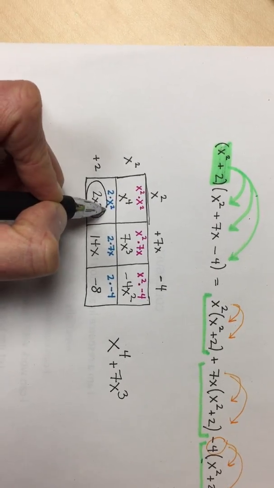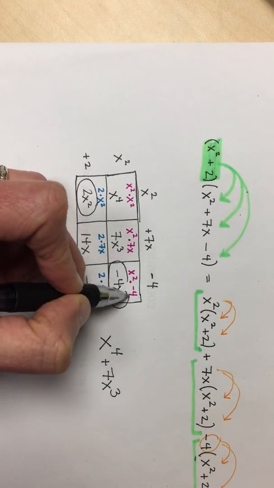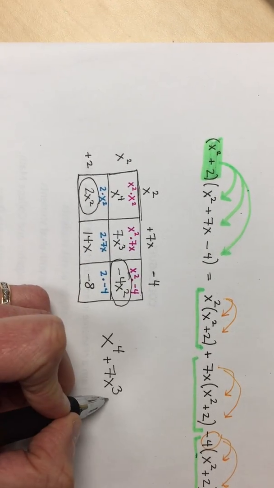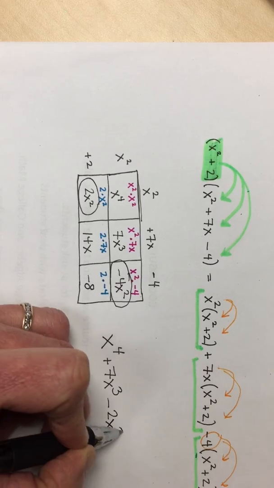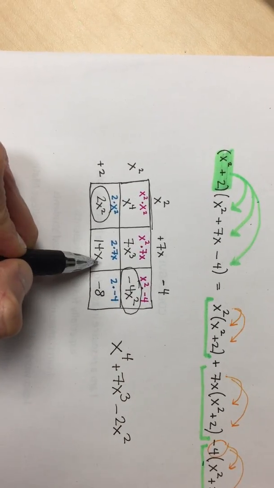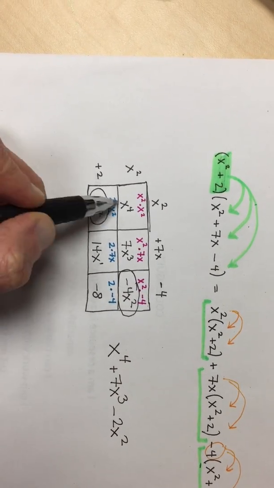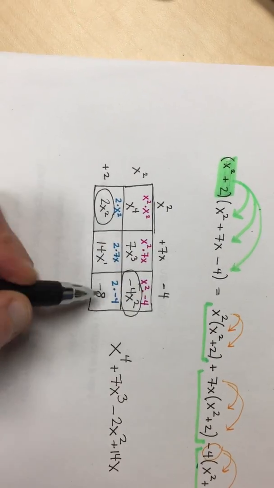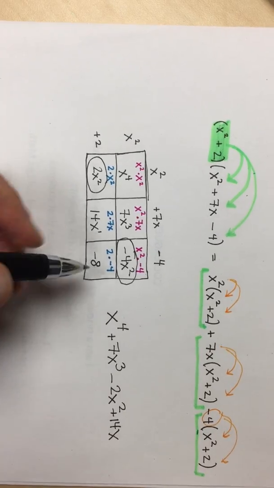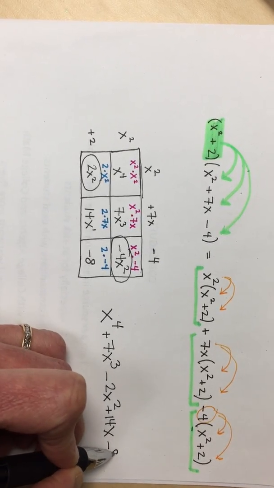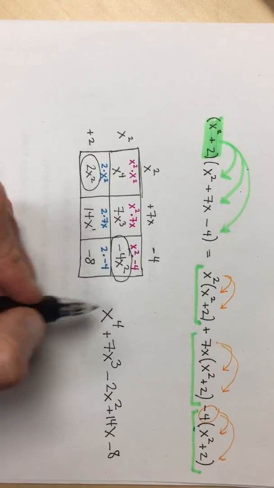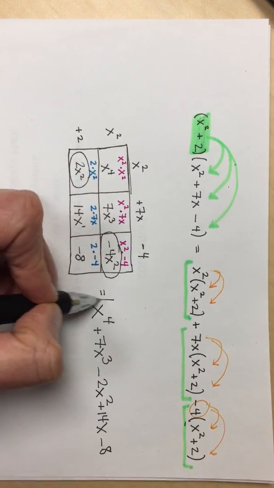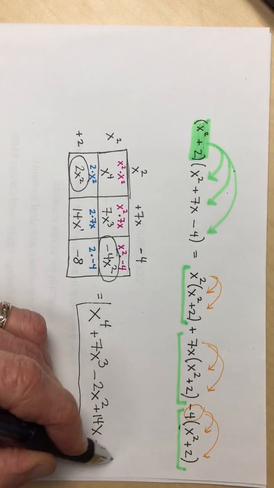Here I have a 2x squared and a negative 4x squared. So if I have 2x squared and I take 4x squareds away, that's going to drop me down to negative 2x squared. This term has a degree 1. There are no other terms that are plain x's, so I have a plus 14x. And then my last term is the constant negative 8. So I'm going to include negative 8 since there are no other constants to combine it with. So the product of this binomial times this trinomial is this polynomial right here.